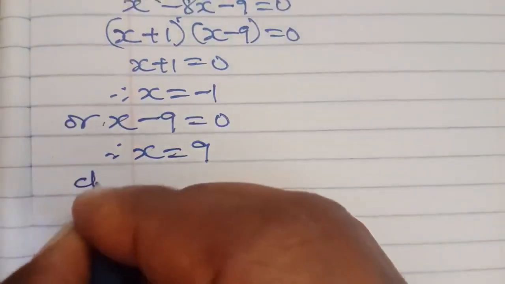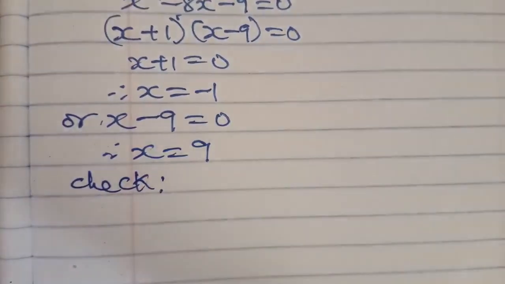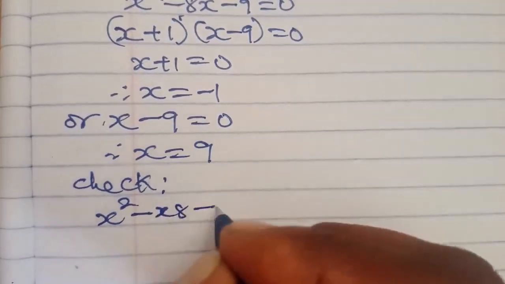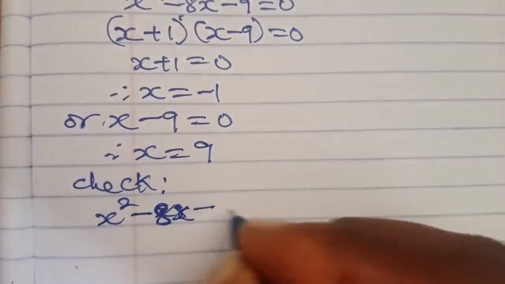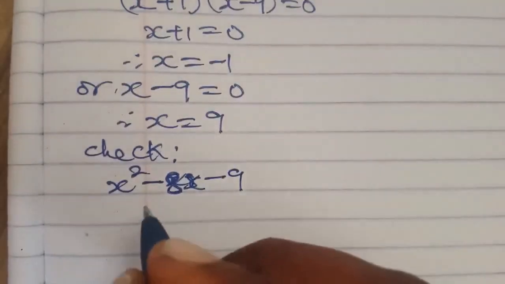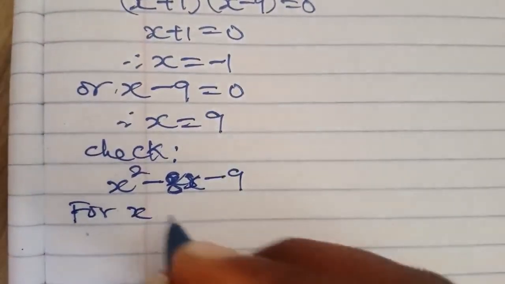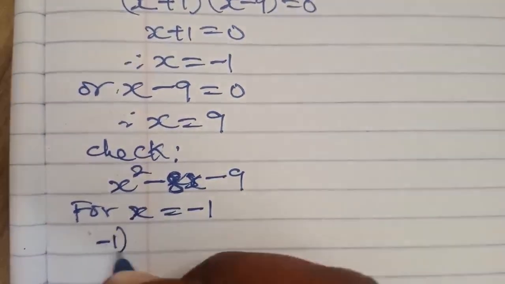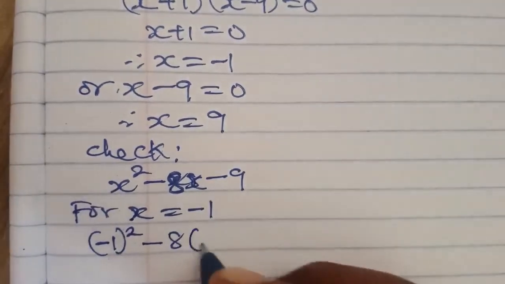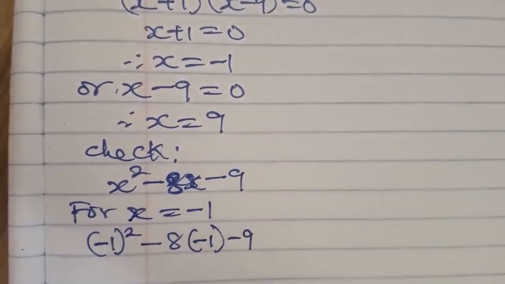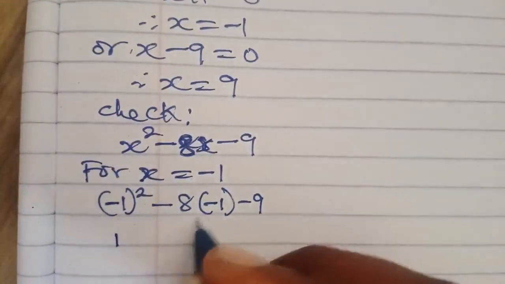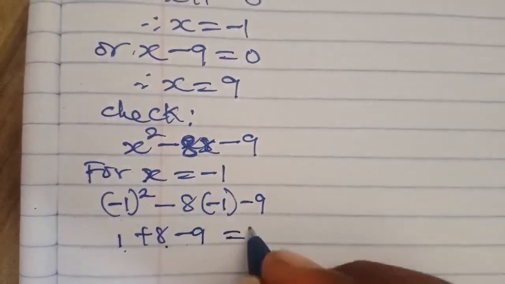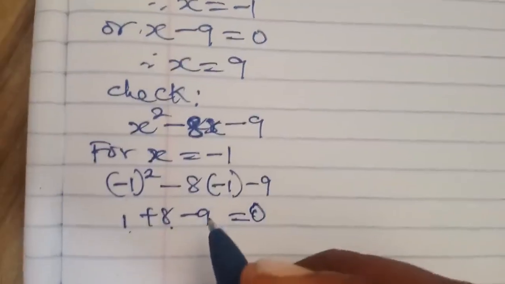So let's check. If we check, the equation remains x squared minus 8x minus 9. For x equals negative 1, we put it here: negative 1 all squared minus 8 times negative 1 minus 9. What we're going to have is 1 plus 8 minus 9. So this is 9 minus 9, which is 0. So that value is valid.